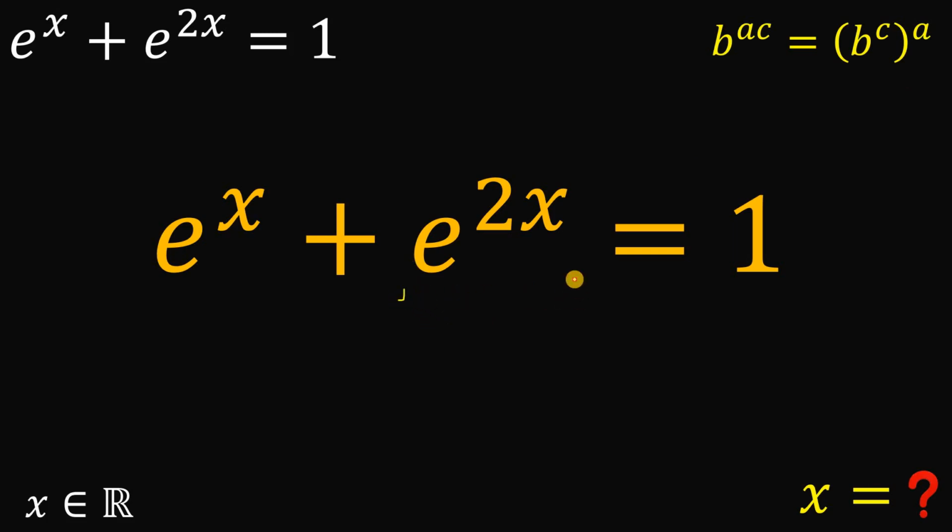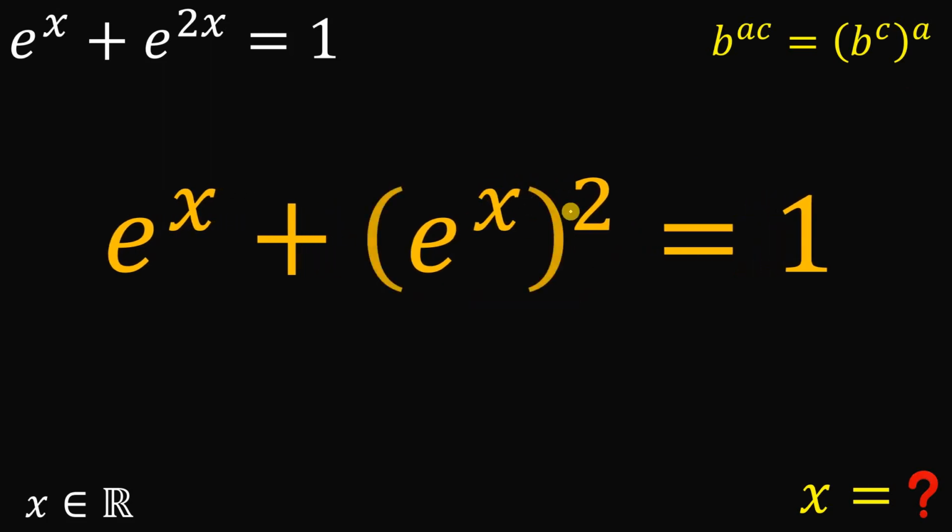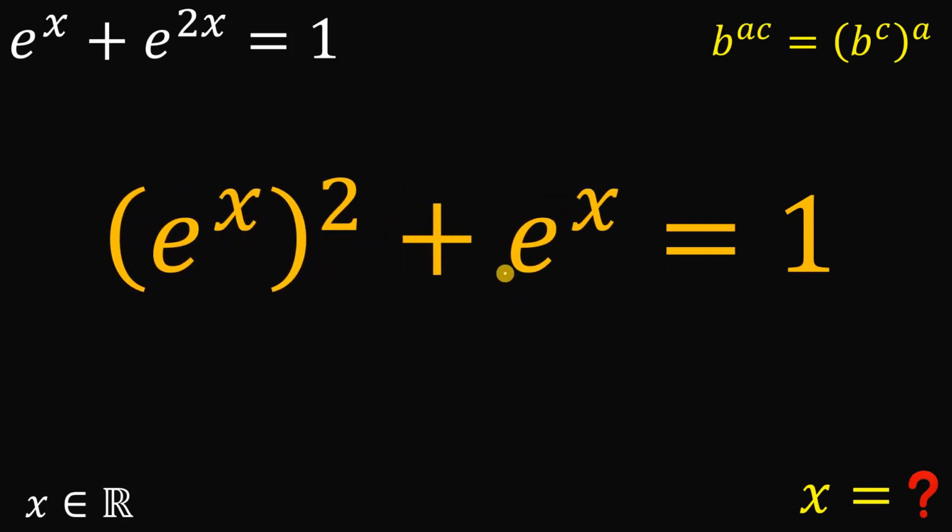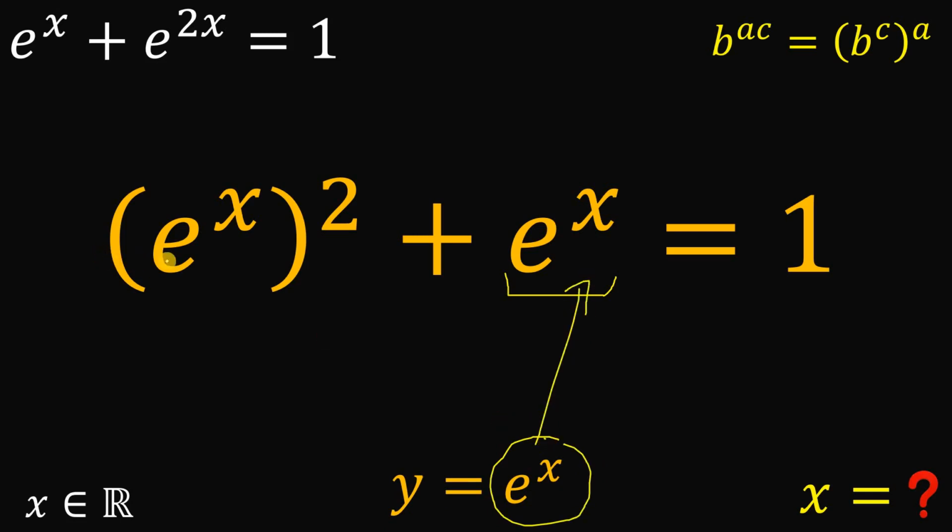Now, this expression right over here, we can rewrite as e raised to the power of 2, raised to the power of x, or we can simply write e raised to the power of x, raised to the power of 2. Your question is, why do we do that? Because we have a common term, e raised to the power of x. Before we replace this, let's rearrange some terms a little bit. Now, let's replace e raised to the power of x with another variable, and let's call this y. So all e raised to the power of x, we can replace with the variable y like this.